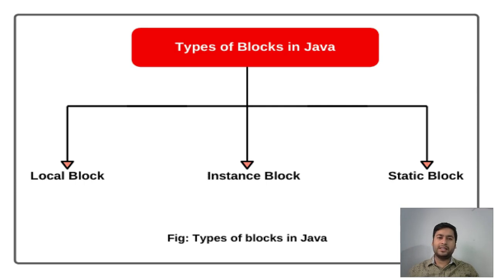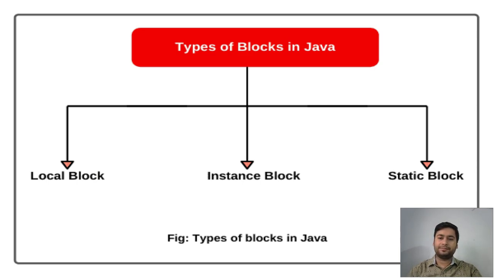If we go next, there are three types of blocks in Java. What are the types of blocks available in Java? The local block, the instance block, and the static block. These are the main types of blocks: local, instance, and static. But apart from this, you have some more blocks, which are the finally block, try block, and catch block, which we can call by different names.